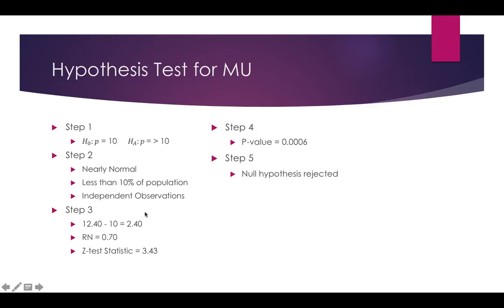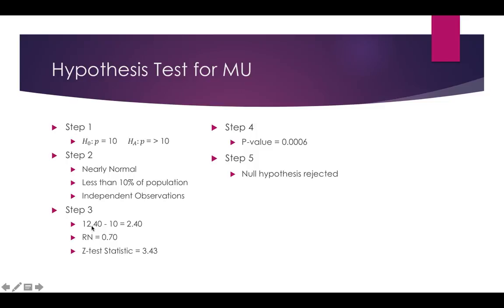So the hypothesis test for this, the null hypothesis was 10. My hypothesis is that it's going to be greater than 10. As I said earlier, if we use our imaginations, we can justify that histogram being nearly normal. For the sake of this assignment, once again, we're going to assume it's less than 10% of the population, as it was never specified, and these are independent observations.